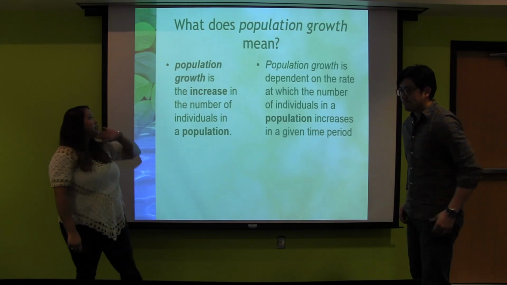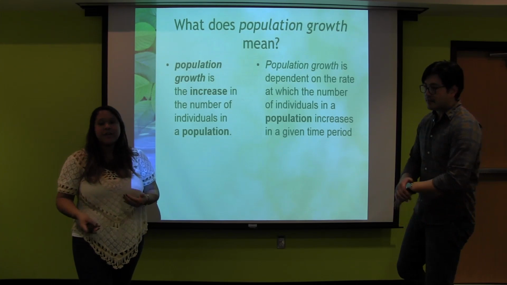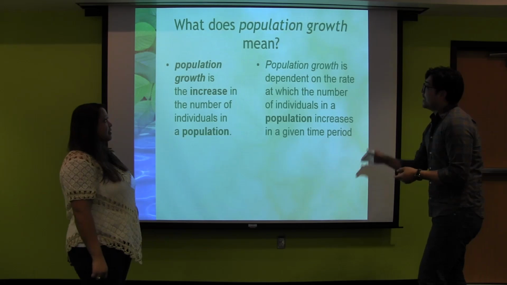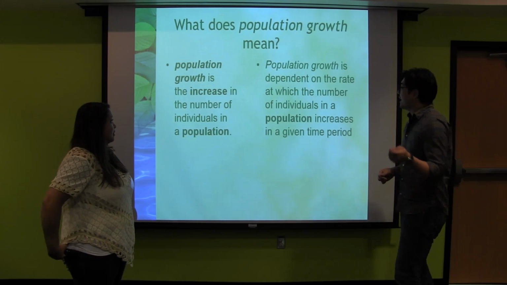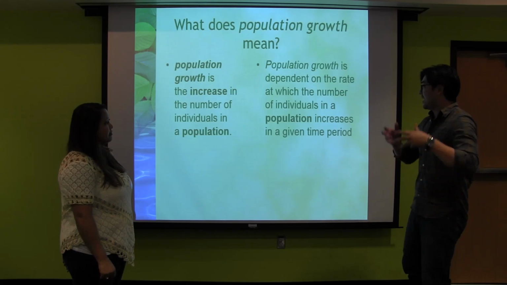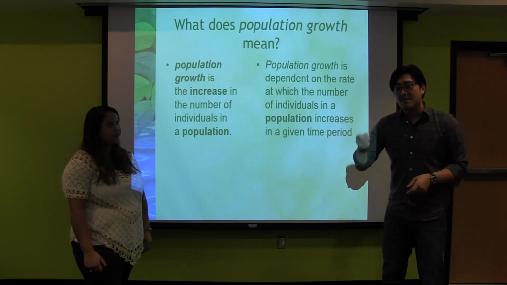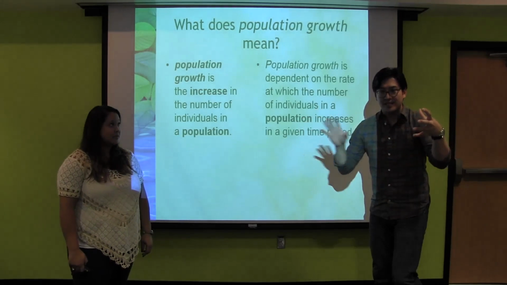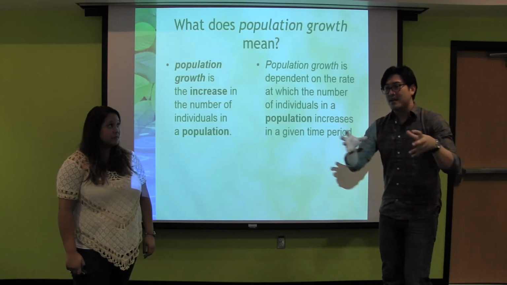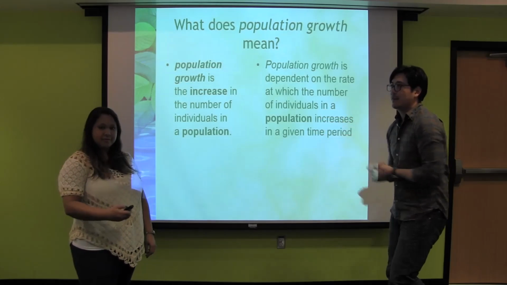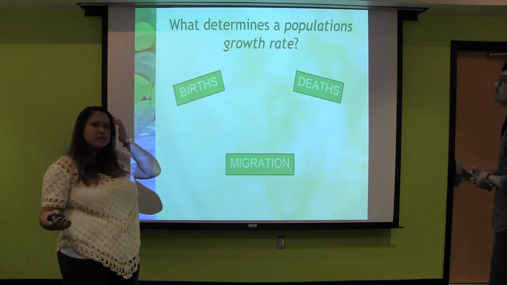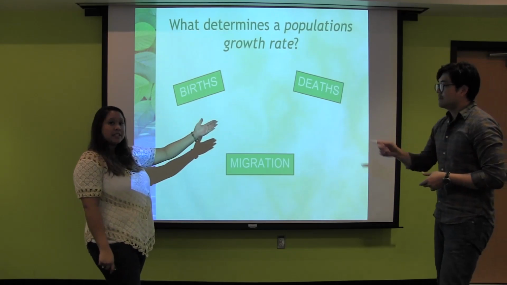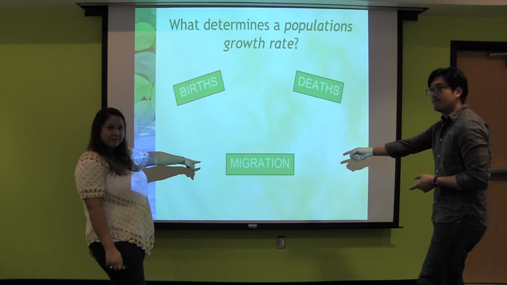So population growth is basically an increase in the number of individuals of an entire population. We understand that population growth is dependent on the rate at which the number of individuals in a population increases in a given time. Now, this is a mathematical ratio. As the number of individuals increases and the time stays the same, you're going to see exponential growth. So now, what determines population growth rate? It's actually three different factors: births, deaths, and migration.